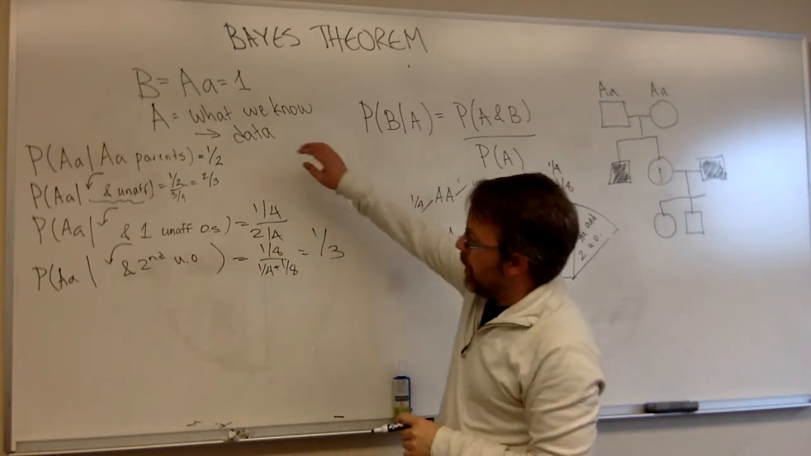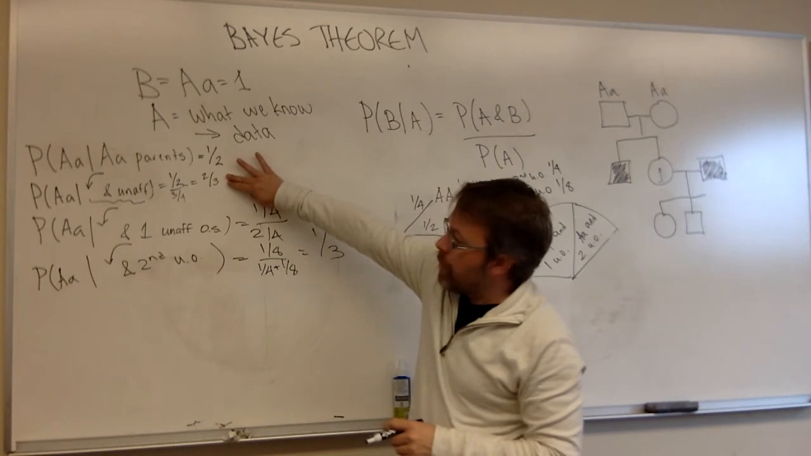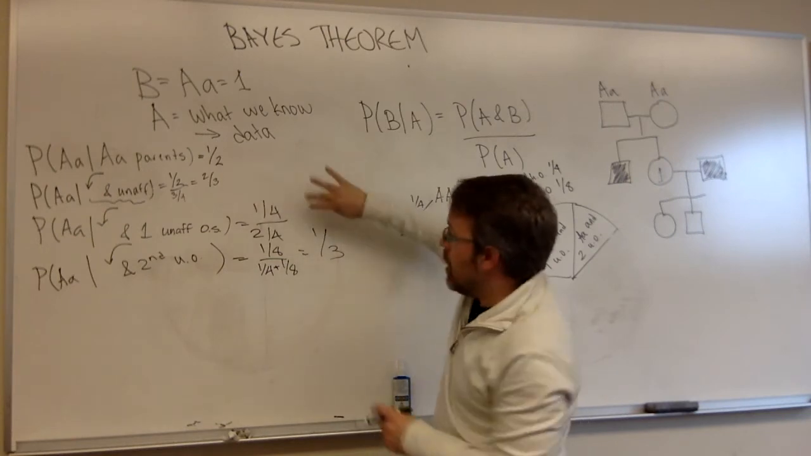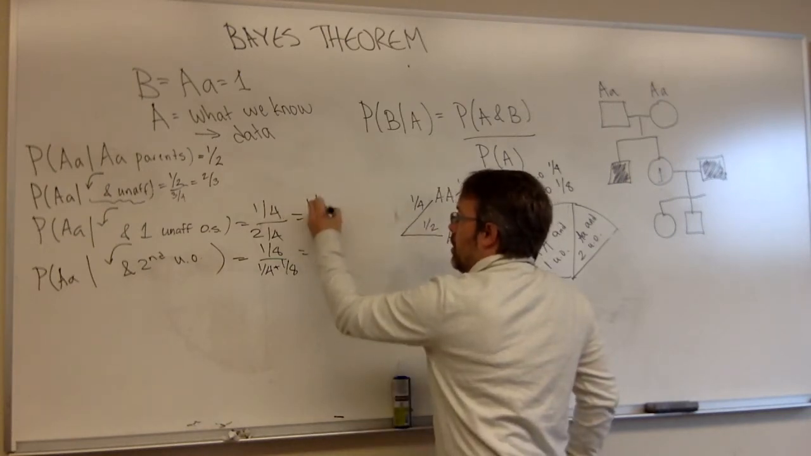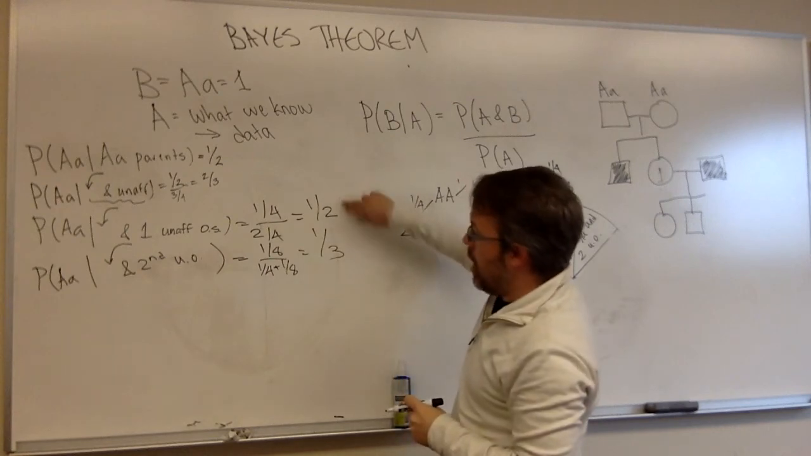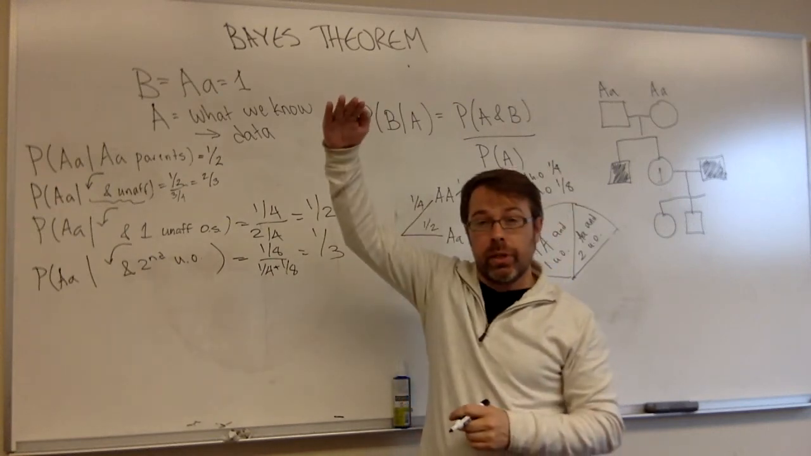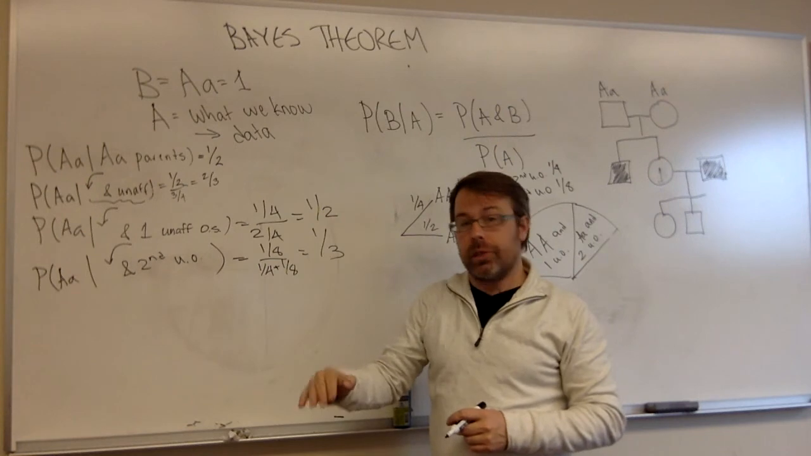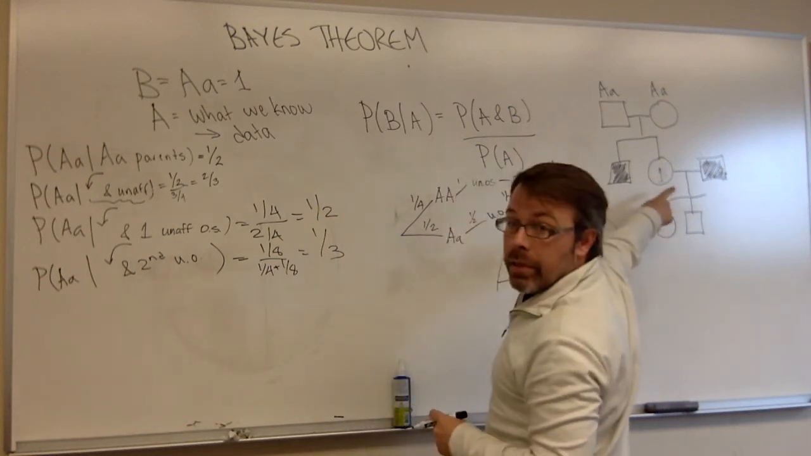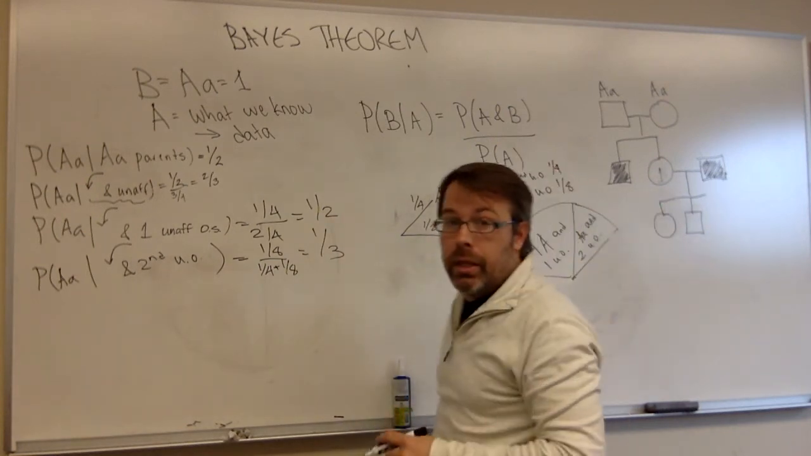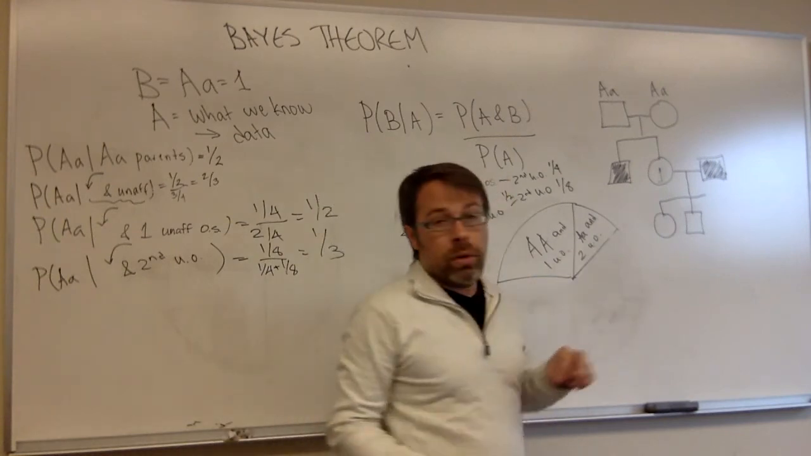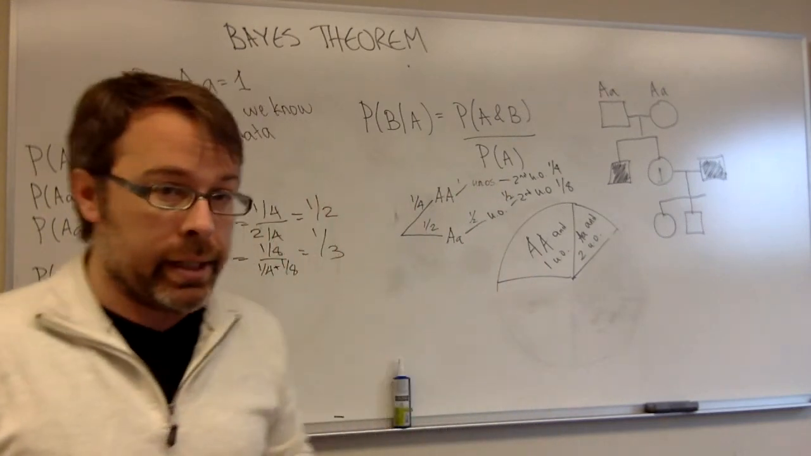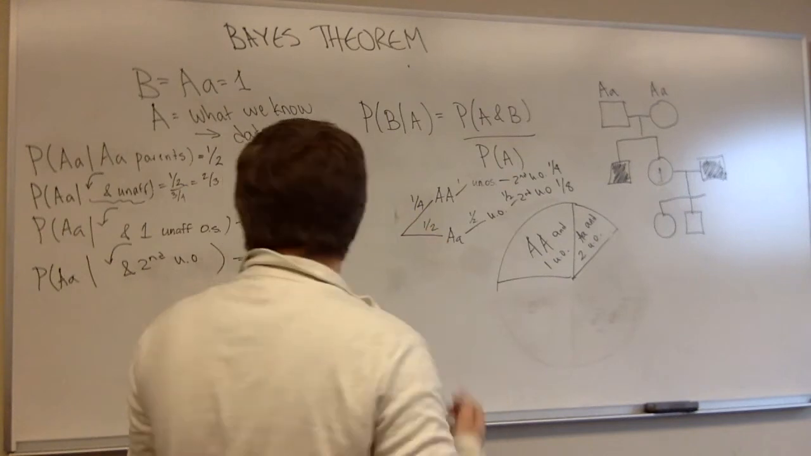So you can see what's happening here. Before they had an offspring, the probability was 2/3. After the first offspring, the probability is 1/2, and now it's down to 1/3. So it went 2/3, 1/2, 1/3. The more we learn about this individual by observing their progeny, the more we can change our probabilities. So let's just do one more.